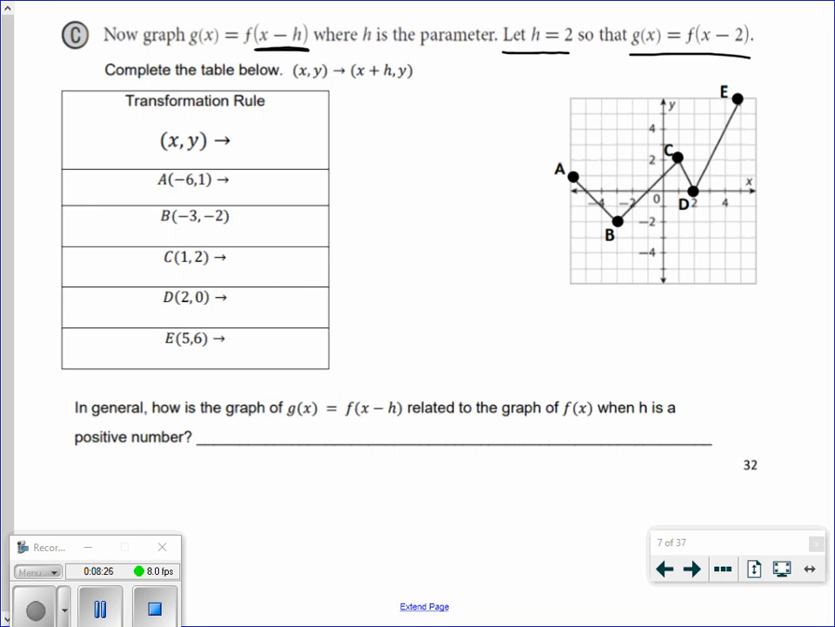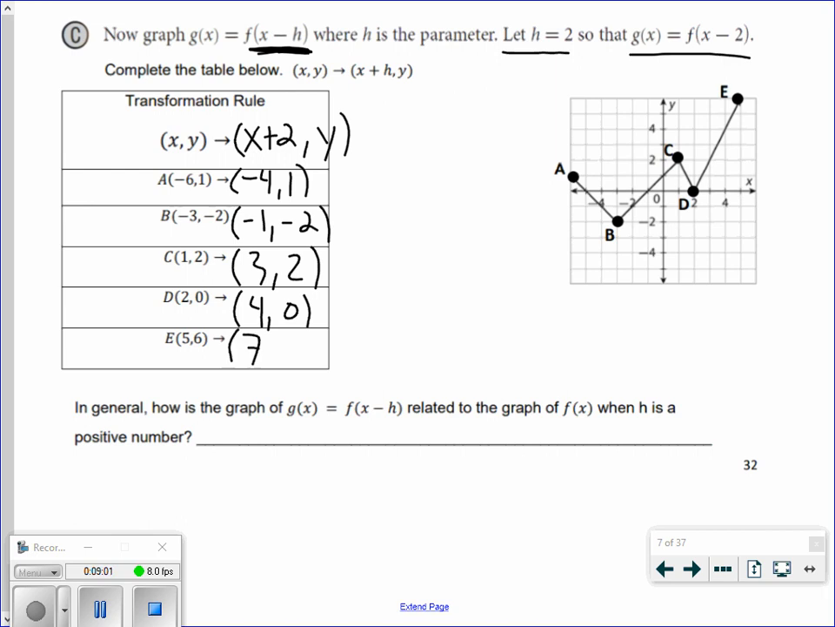Our h is 2, and our h, remember that's our horizontal translations, left and right. That's directly affecting the x inside the parentheses. You have an x value, and we're minusing h from it, or really we're adding h to it. So that means our h is 2. We're going to take our x values, and we're adding 2 to them. All right? So our new A is -4, 1. Our new B is -1, -2. Our new C is 3, 2. 4, 0. And 7, 6. We add 2 to the x value.